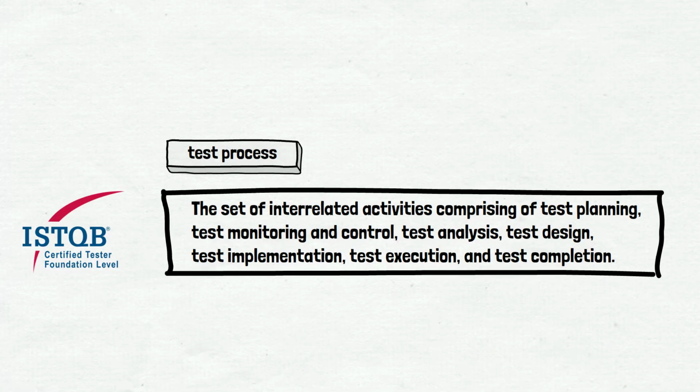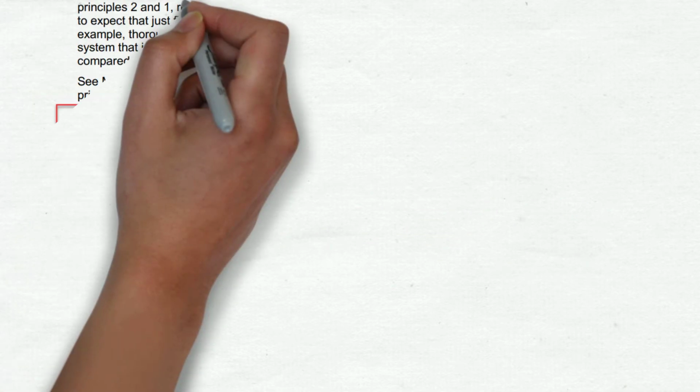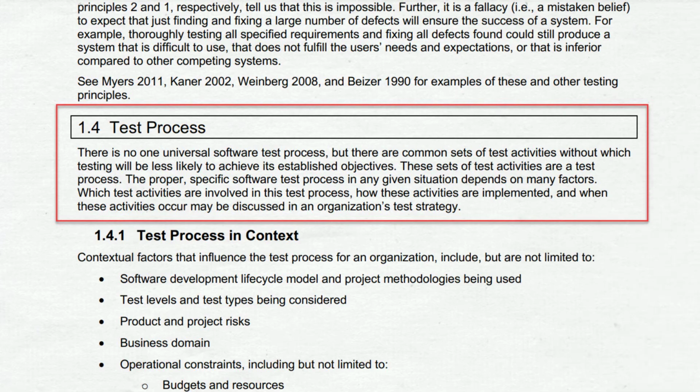But before we start to learn each of the activities separately, we want to share one more comment from the ISTQB syllabus. You can pause the video and read it on your own. But to summarize, there is no one universal software test process. Depending on the software development lifecycle, activities will differ. And that is the reason why there are so many different definitions and examples in human language.